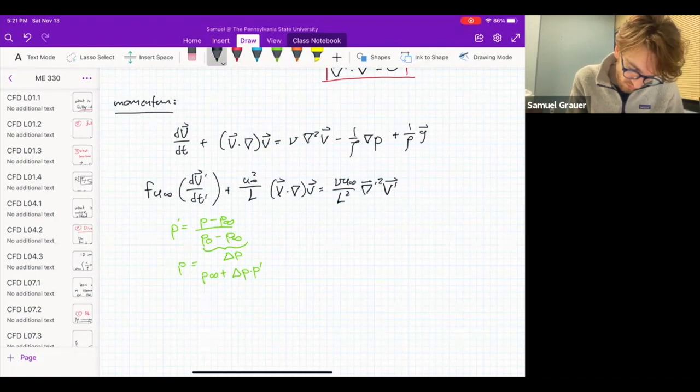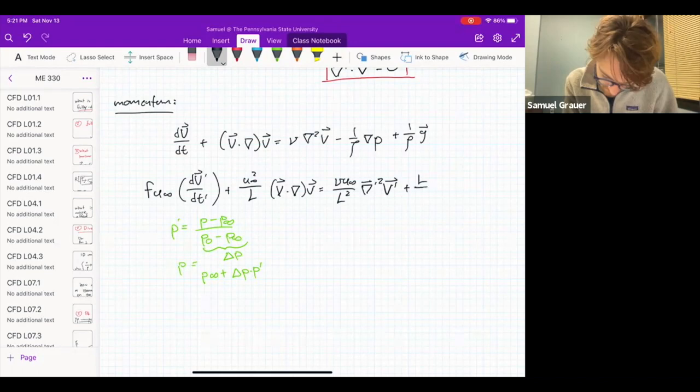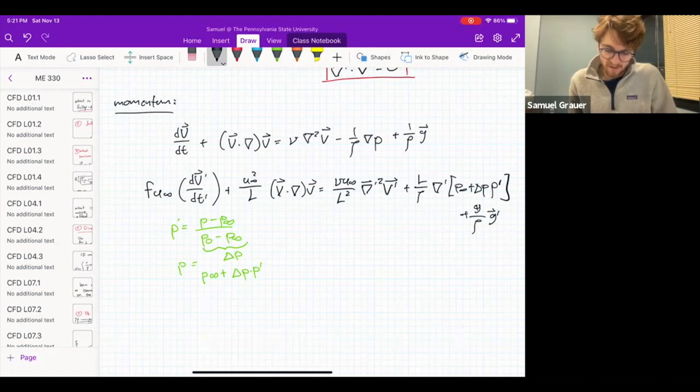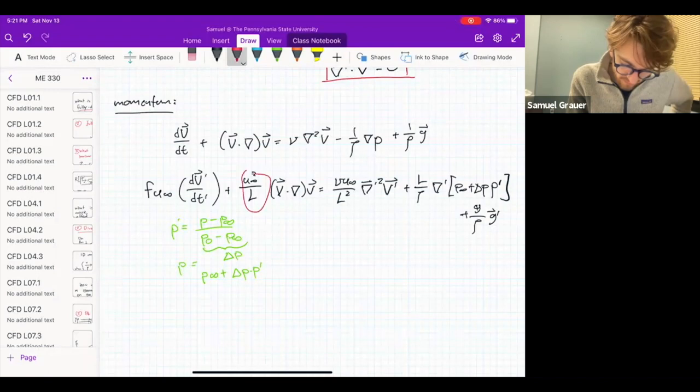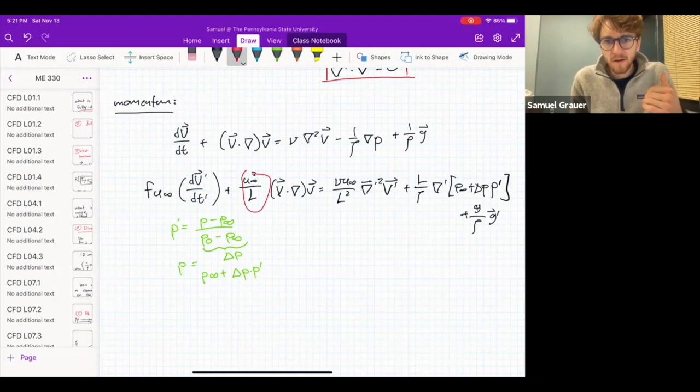So here we're going to have plus L over rho del prime times P infinity plus delta P P prime. And then we will add G over rho times G prime vector. Okay, what we can do now is we can multiply both sides by L over U infinity squared, which is basically designed to get rid of this term. And that is going to give us a lot of very nice non-dimensional numbers that help us to analyze the flow.